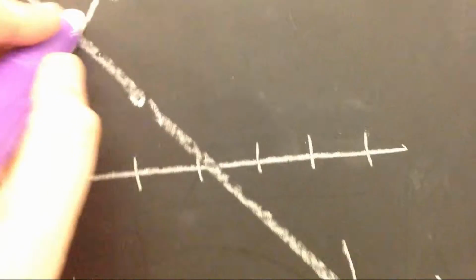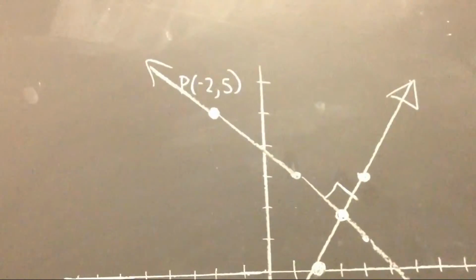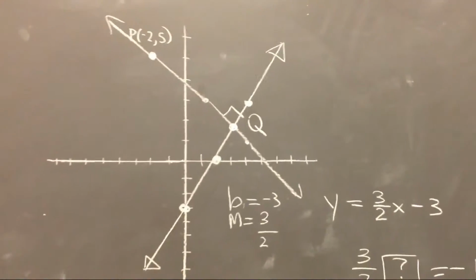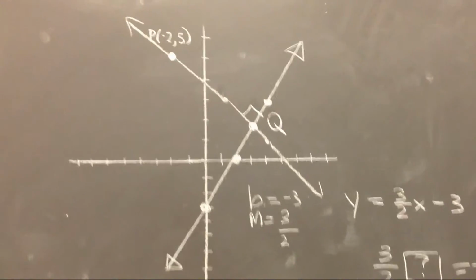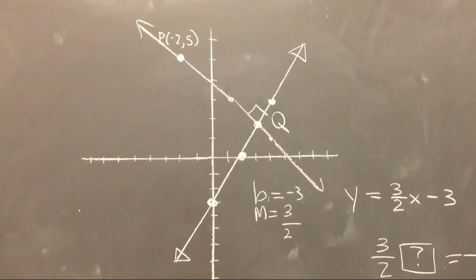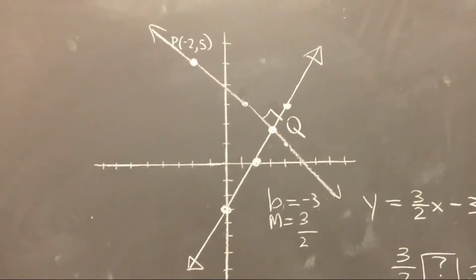Now, this is where the lines meet, right here. So I've got to figure out where that point is, and let's give it a name. So let's call it Q. I've now named the point where the two lines meet as Q. So now what I want to do is figure out where that point is. So let me show you how to figure out where that point is.